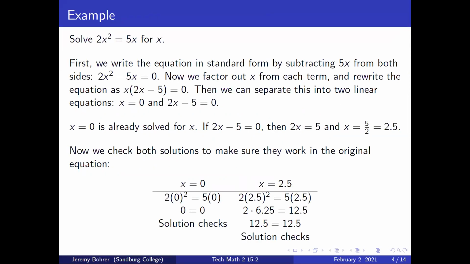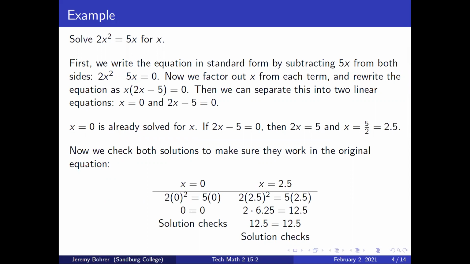For example, solve 2x squared equals 5x for x. First, we write the equation in standard form by subtracting 5x from both sides: 2x squared minus 5x equals 0. Now we factor out x from each term and rewrite the equation as x times (2x minus 5) equals 0. Then we can separate this into two linear equations, x equals 0 and 2x minus 5 equals 0.